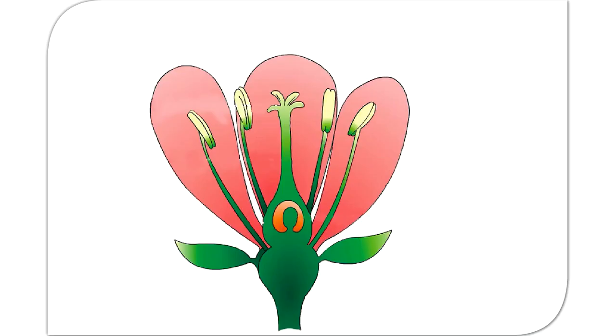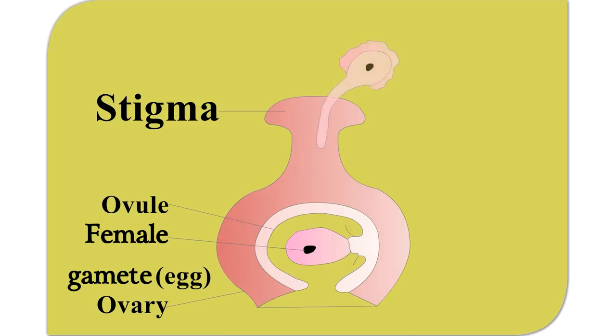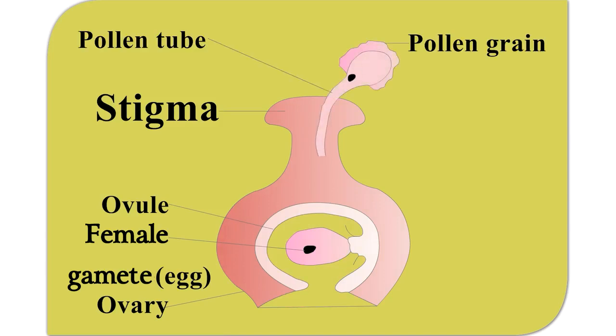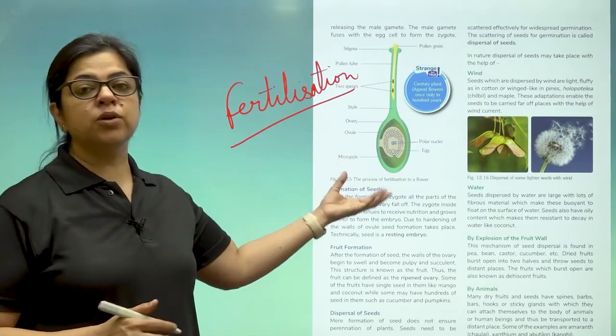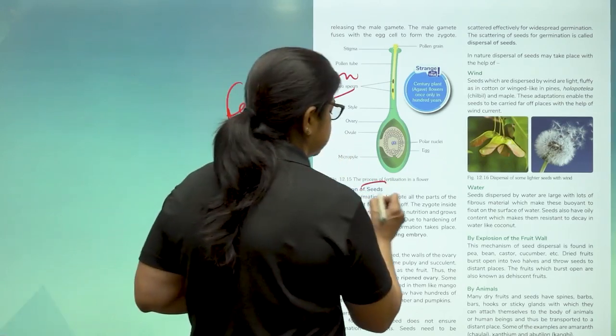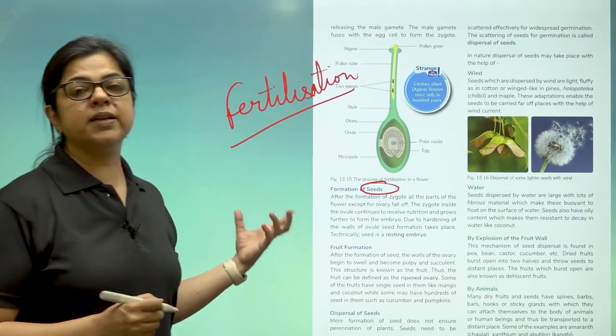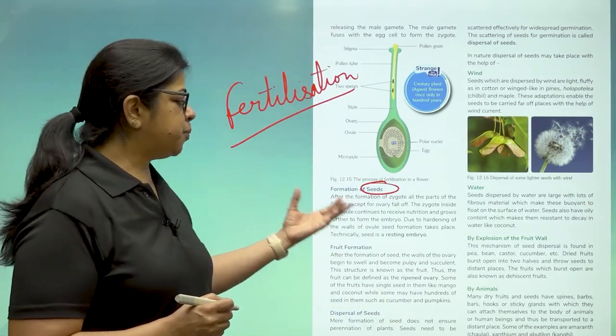When a pollen grain falls on the stigma of a flower, it grows into a thin pollen tube that penetrates the stigma and passes through the style and enters the ovary. The male gamete comes out of the pollen tube and fuses with the female gamete present in the ovule to form a fertilized egg cell called zygote. Now, this zygote that is formed is actually the seed, which will give rise to a new plant.